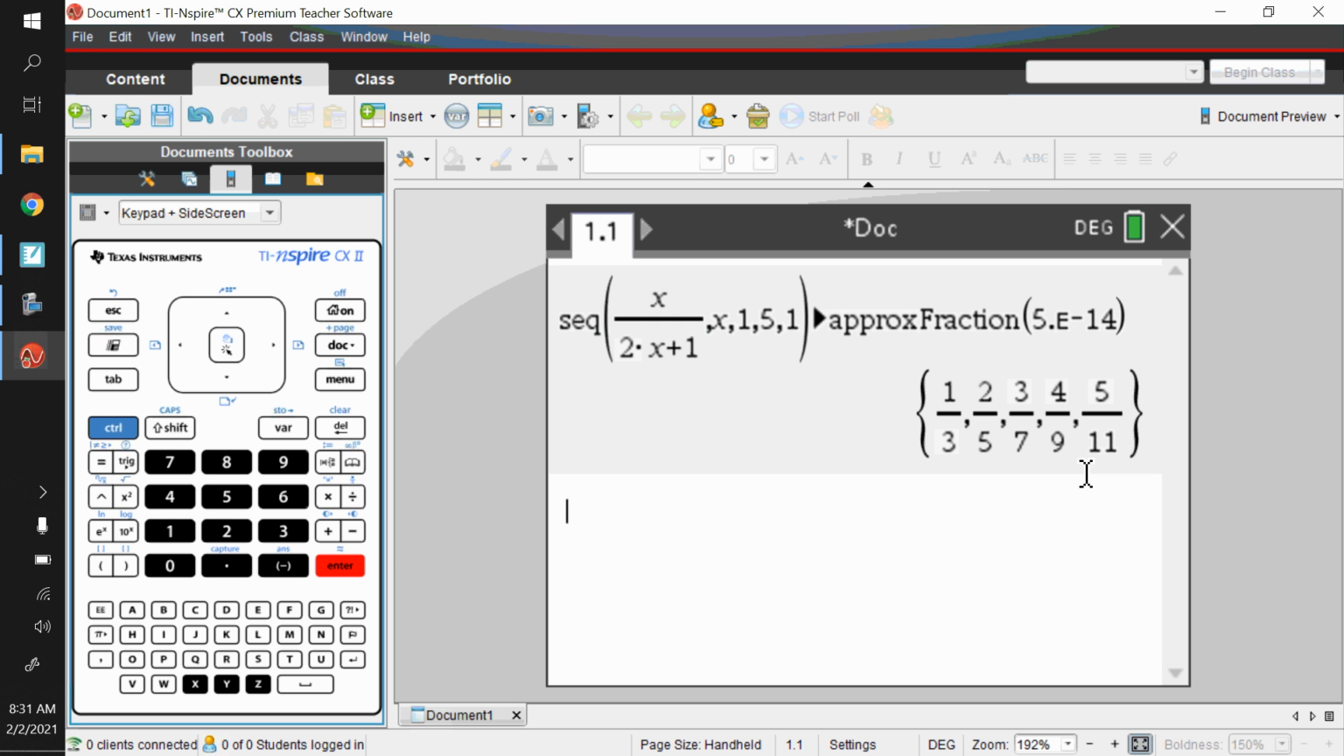So notice this is really nice, especially if you had to do a whole bunch of terms. It would be a pain to punch them all in. So if say you had to do 20 terms, you can get the first 20 terms of the sequence pretty easily.